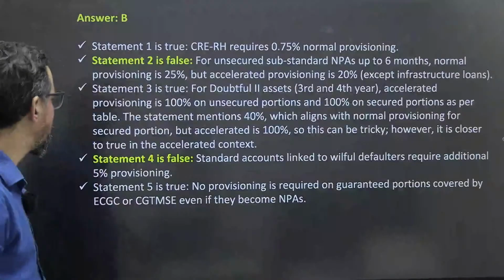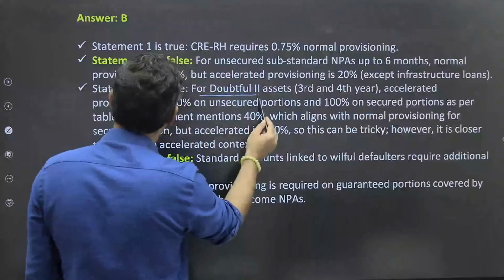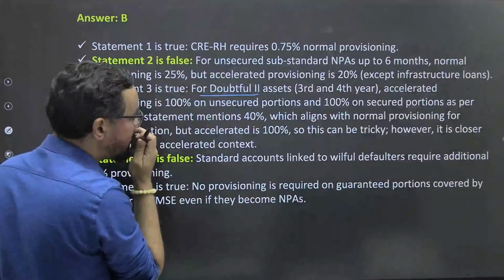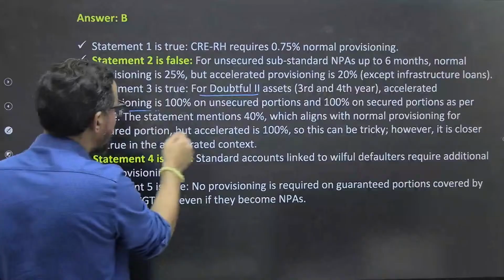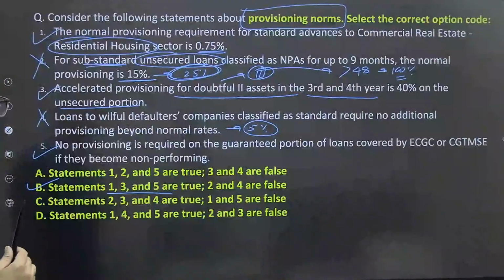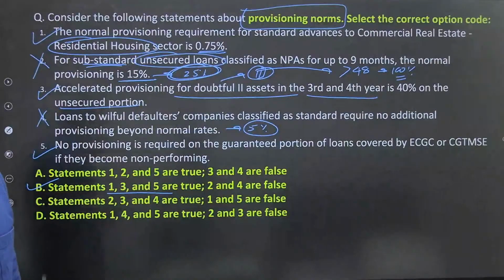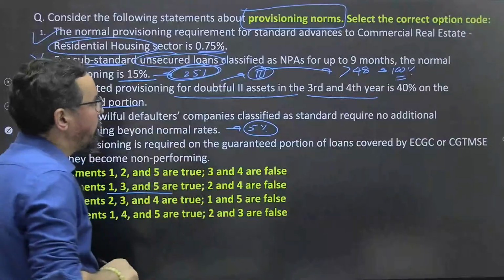Any doubt in this particular one? So standard for doubtful 3, doubtful 3 asset, 2 assets, third and fourth year, accelerated provisioning is there. Okay, we have done some unsecured portion and 100% for secured portion. So that means this statement is also wrong. Sorry.